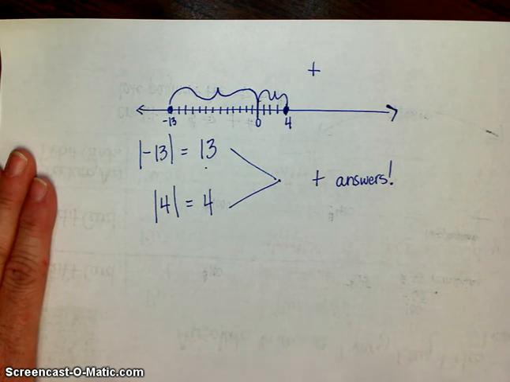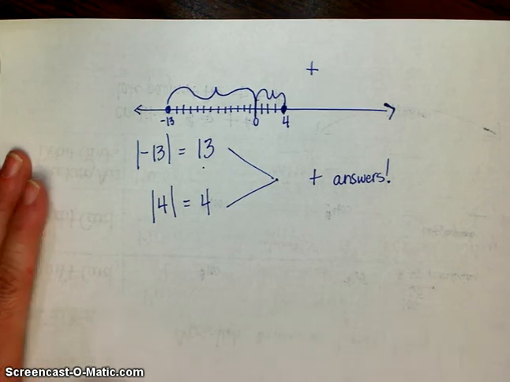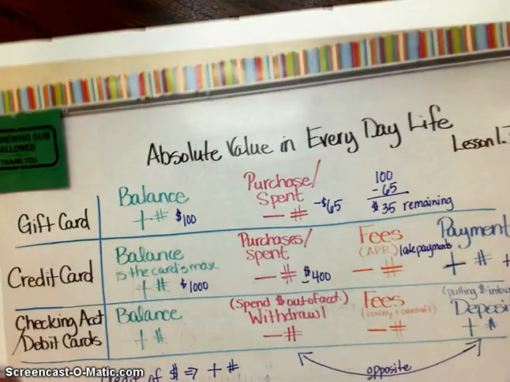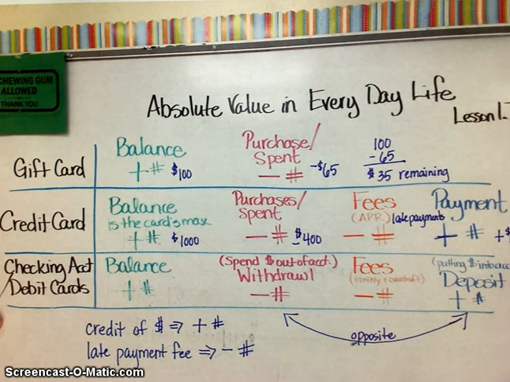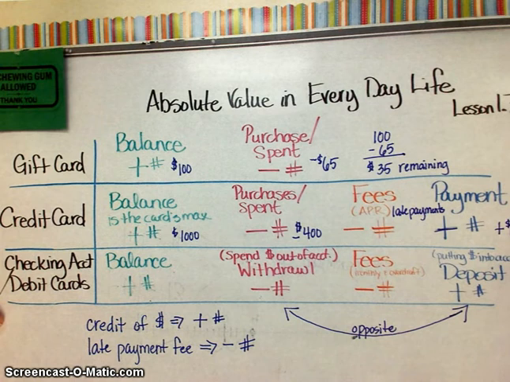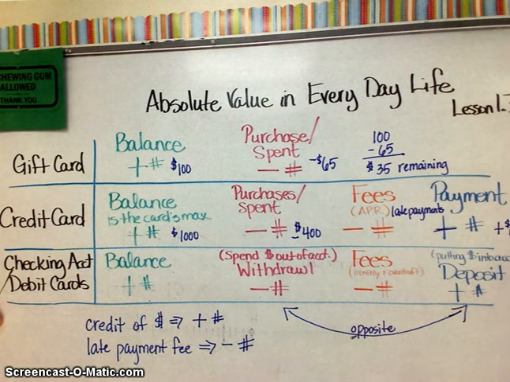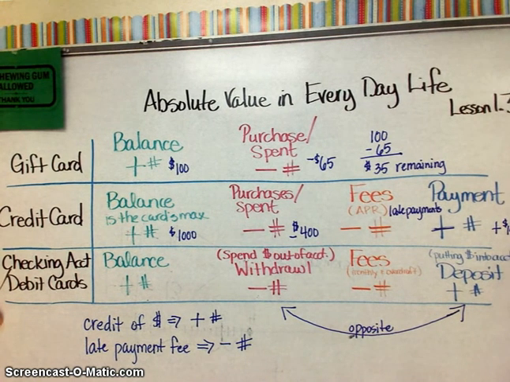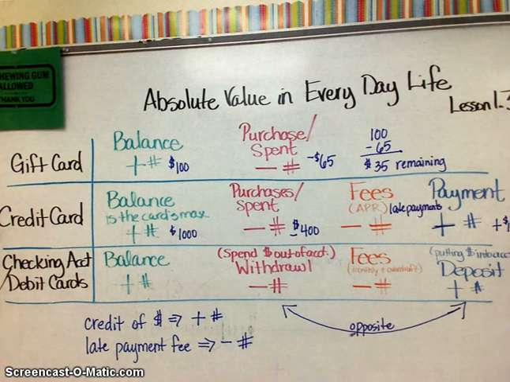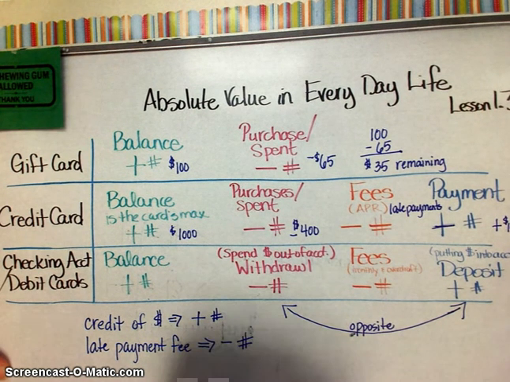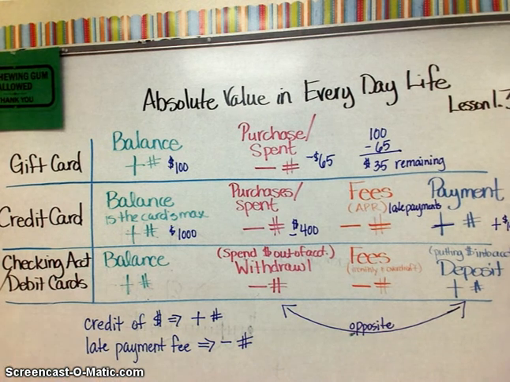After we went through these 4 things that I wanted you to learn, we talked about how do we use absolute value in everyday life? What is something that we do in order to use this concept? We talked about in my math class, it's really important for me to teach you not only how to crunch numbers, but how to use this information outside in the real world. So that's what we're going to talk about now.